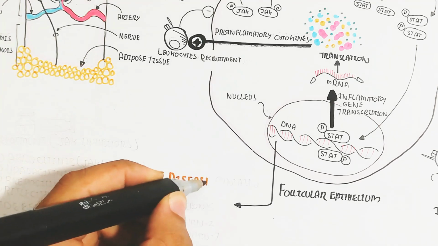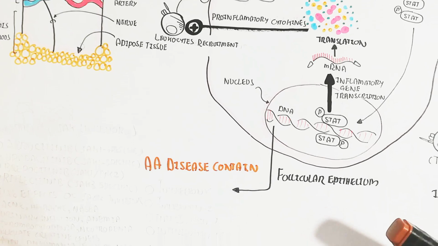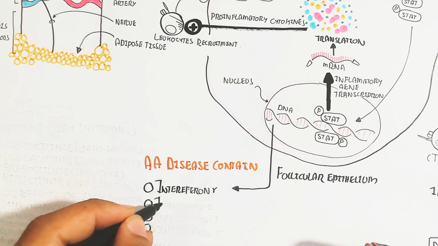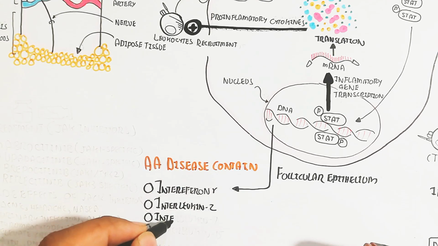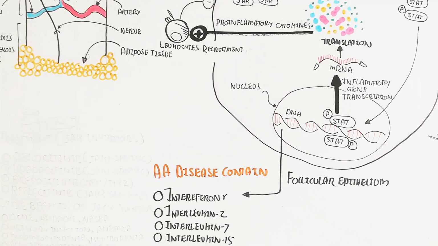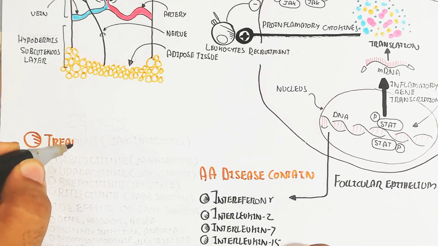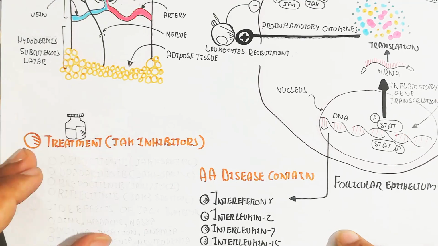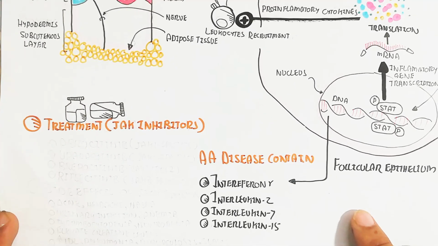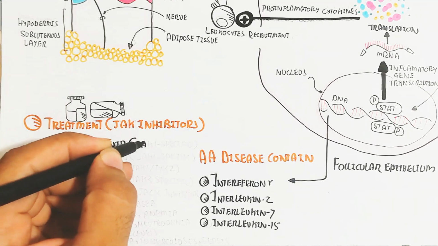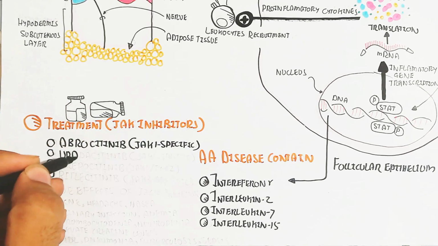Follicular epithelium, in the case of alopecia areata disease, will produce interferon gamma, interleukin 2 and interleukin 7 as well as interleukin 15. These cytokines will recruit the CD4 and CD8 T lymphocytes, which are the adaptive immune cells, and that is why it is an autoimmune disorder, because our own adaptive immune cells like CD4 and CD8 will attack the epithelium. So remember that, it is an autoimmune disorder.